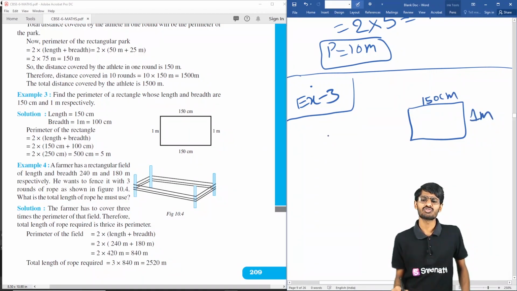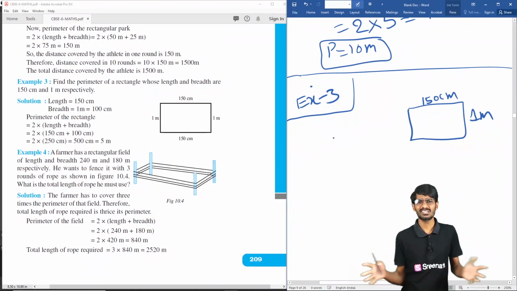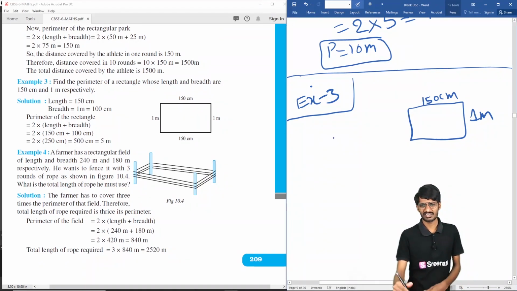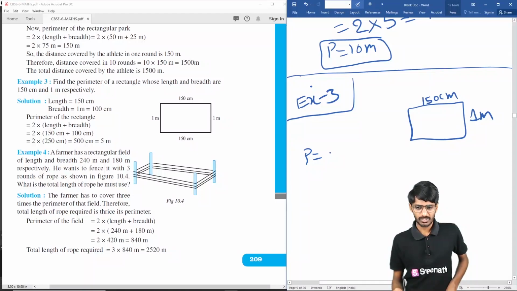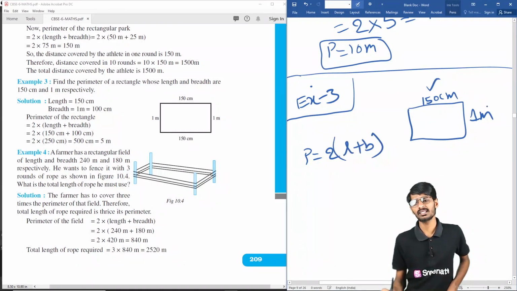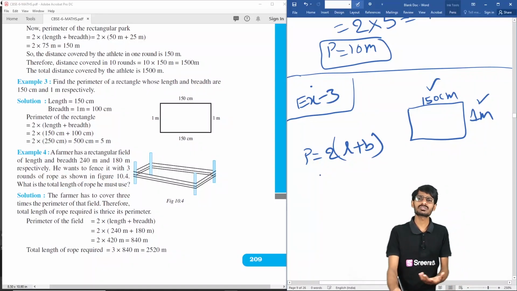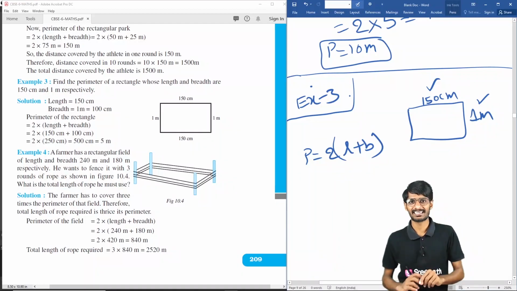By seeing this, you may say, sir, it is so easy, sir. We know the formula, sir, which is nothing but P is equal to 2 into (L plus B). They have given the L, they have given the B, so I will substitute and I will get it easily. But wait, students. There is a small trick here.